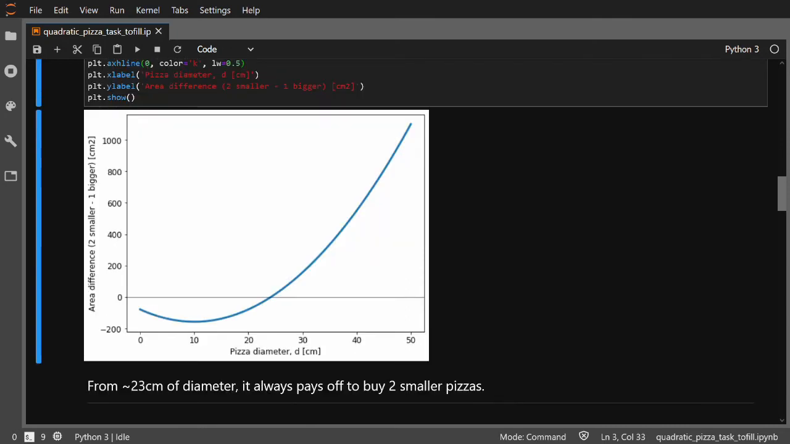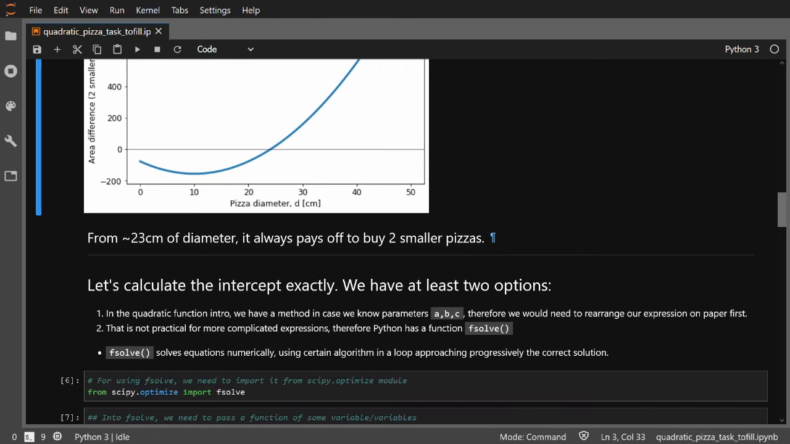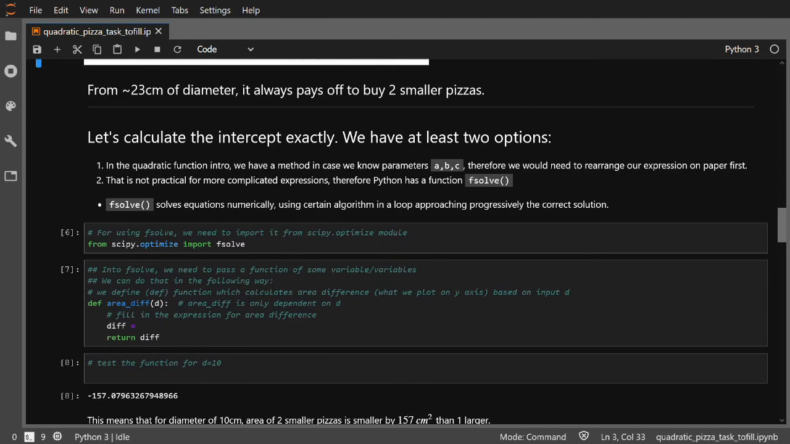Already by eye, we can see the intercept with the x-axis, and therefore from approximately 23 or 25 centimeters of the diameter, it will always pay off to buy two smaller pizzas because the areas are always bigger. Now let's calculate the intercepts precisely.